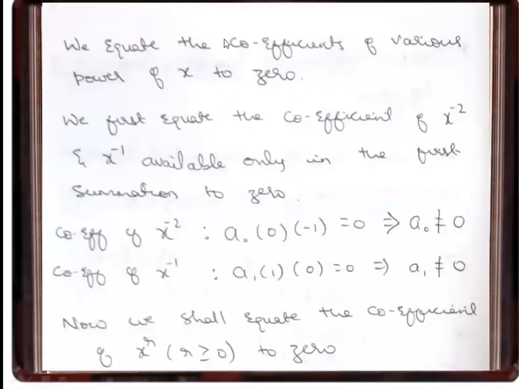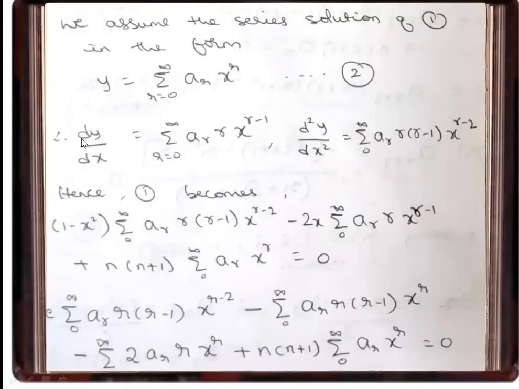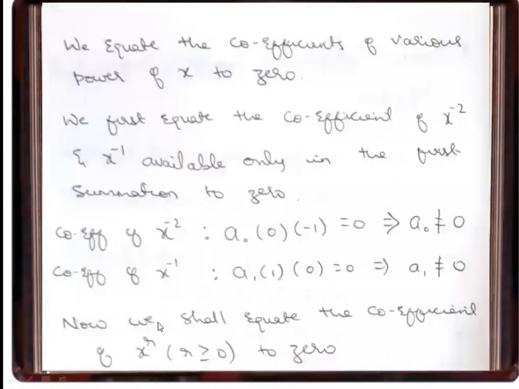Next, we equate the coefficients of various powers of x to 0. So here we have coefficients of various powers of x, here x to the power r minus 2, x to the power r. So here we shall equate its coefficient to 0. Okay, so here the coefficient of x to the power r minus 2 is what? a suffix r into r into r minus 1. We can equate it to 0.